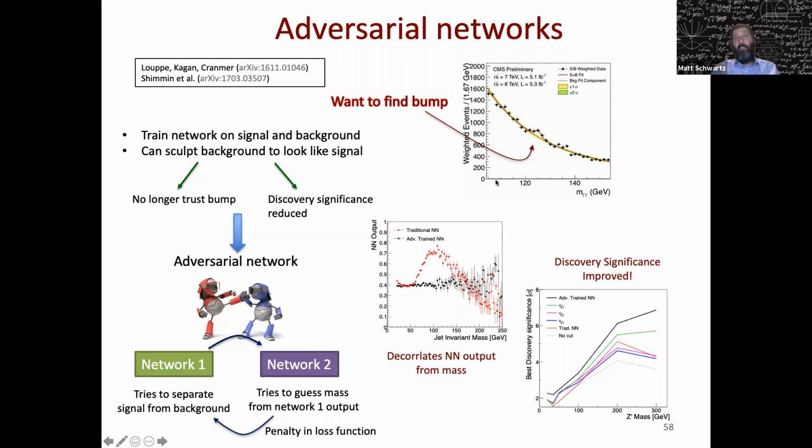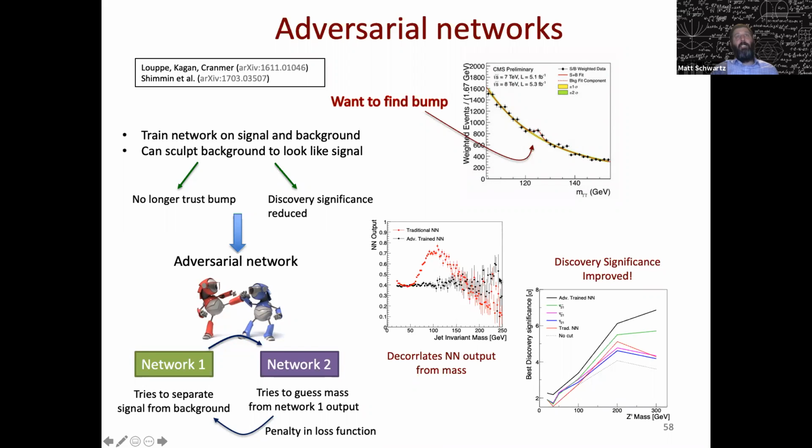And once you have this, then you can plot the mass, and you can trust that if there's a bump there, it's only because there's a signal, because you've removed all of that sculpting. And what they showed in this paper by Louppe, Kagan, and Cranmer is that the significance is significantly improved for, say, a Z prime mass search once you've done this adversarial training for a mass bump.